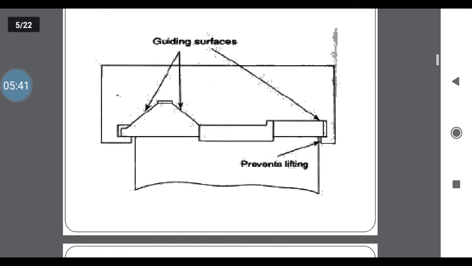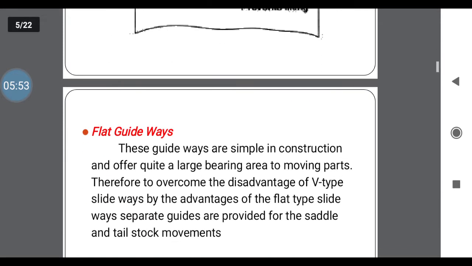This is the structure of guideways. The first part is the guiding surfaces, that is, providing tooling. In those guiding surfaces we hold the devices. Here we hold the device element for the machine structure.